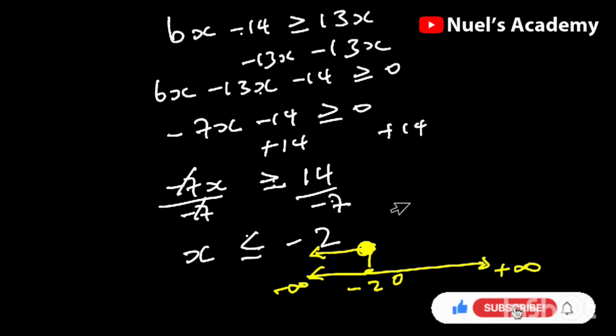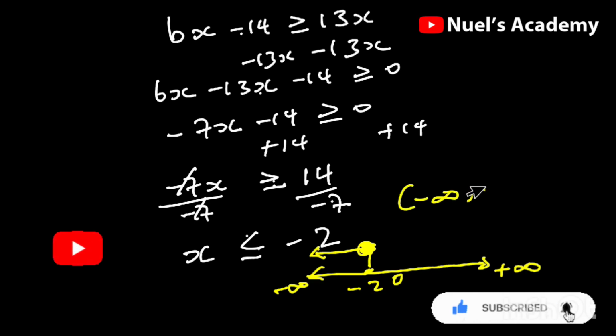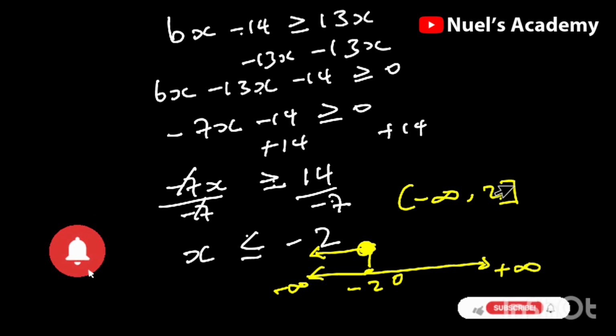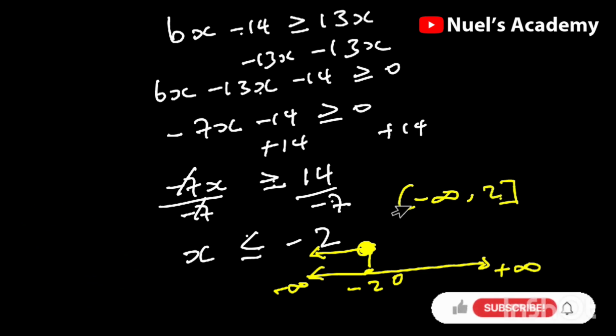So the answer in interval notation is negative infinity comma 2. Remember, this 2 is inclusive. That's why I use this bracket to close it instead of this parenthesis.